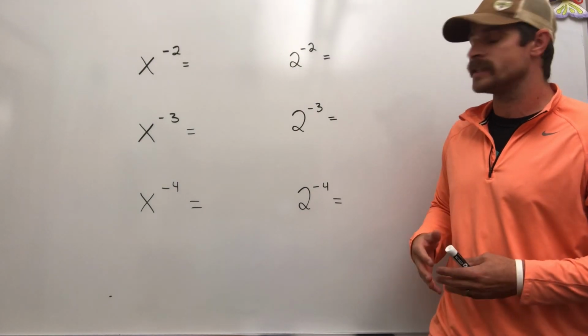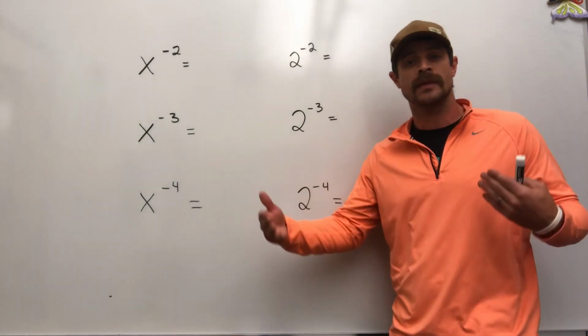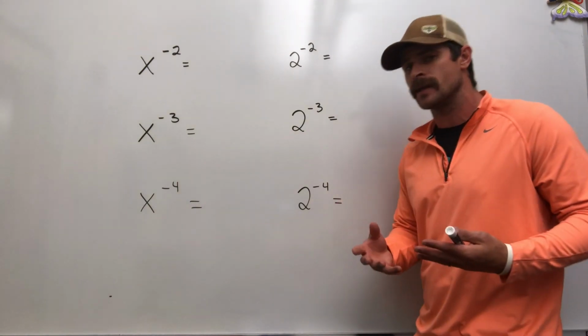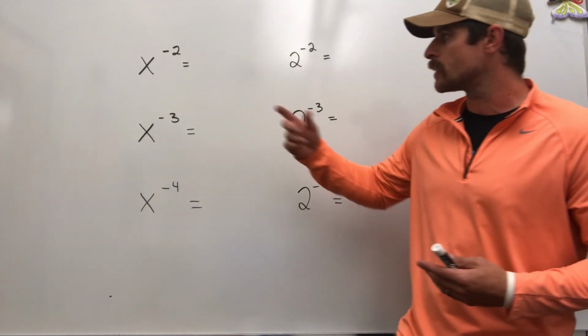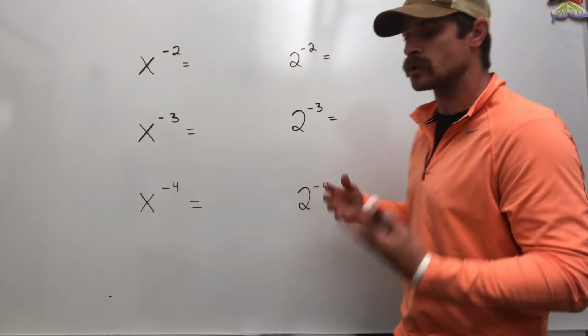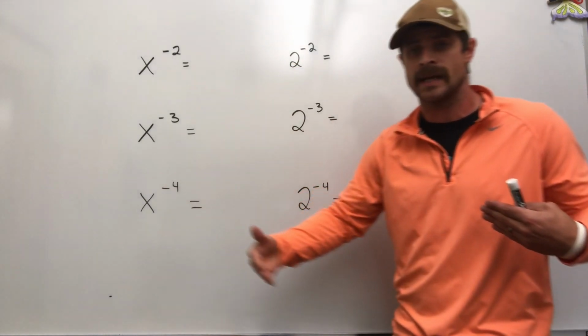Oftentimes when I introduce kids to negative exponents, they assume that the results are going to be negative, and that is not the case. Actually, think about if you have a positive exponent, the number usually gets significantly larger, significantly bigger, because you're multiplying it by itself so many times.